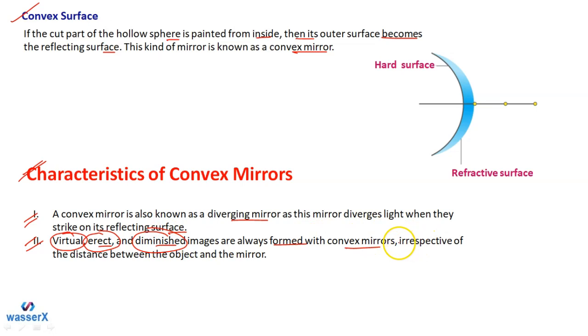This is one of the very important characteristics of the convex mirror, and with the help of this characteristic we use the convex mirror in vehicles for rear view purposes. Because it covers a broad area as well, and it always produces an erect, virtual and very diminished image, so we can cover the broad area. So irrespective of the distance between the object and the mirror, whatever the distance is, every time we are going to get virtual, erect and diminished images.